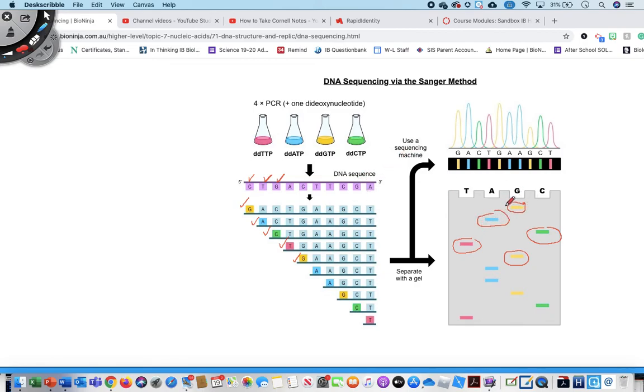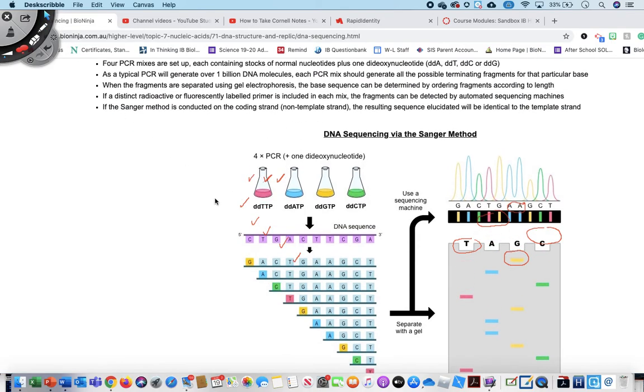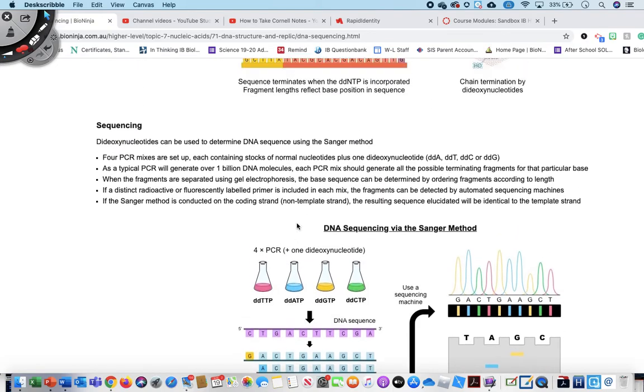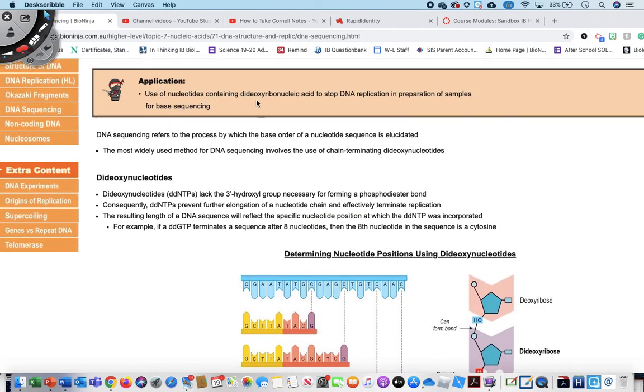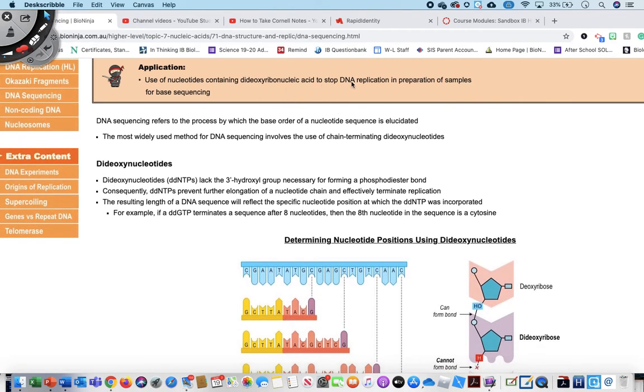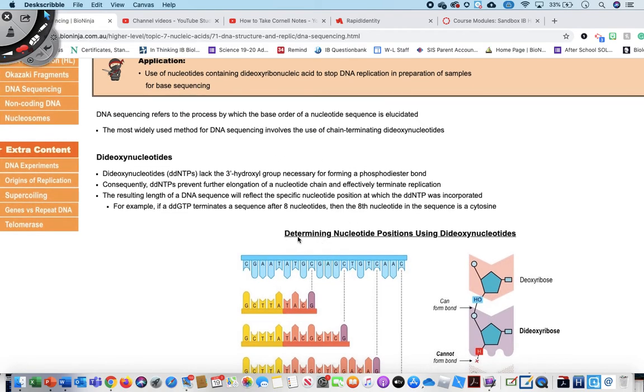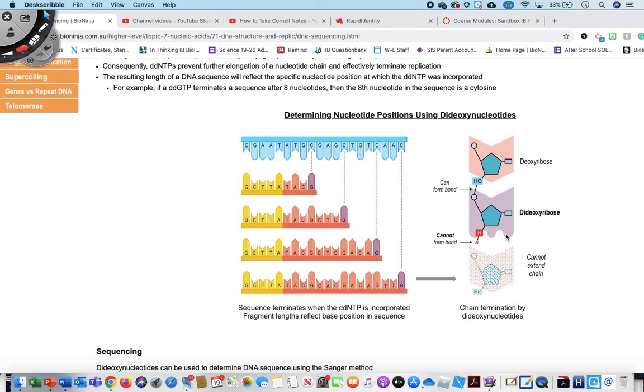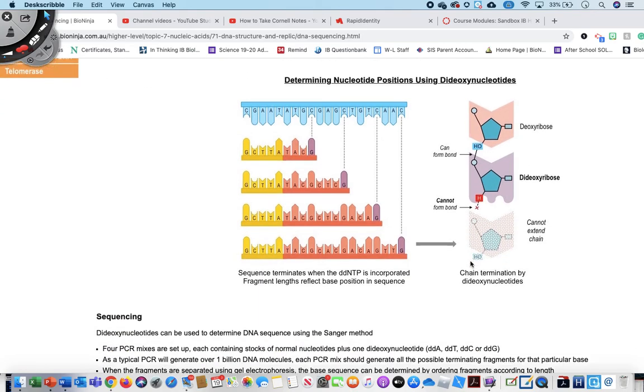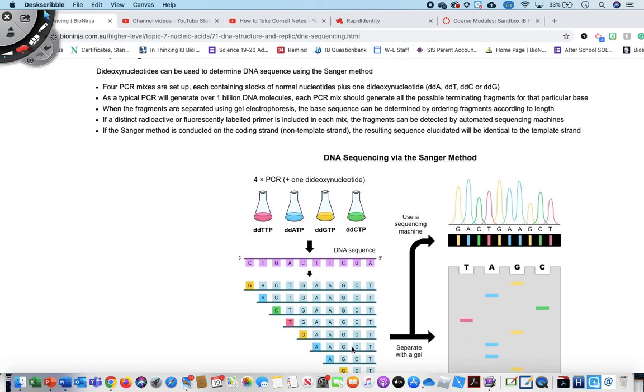But like I said, you're not responsible for learning how to read these sequences, by no means. You're not even responsible for describing the process of the Sanger method. I think the important part here is for you to understand, like it says in the application, what these ddNTPs do, okay? ddNTPs are used to determine the sequence of DNA in the Sanger method. Why? Because they cannot form bonds here, and they stop DNA replication at different fragments.